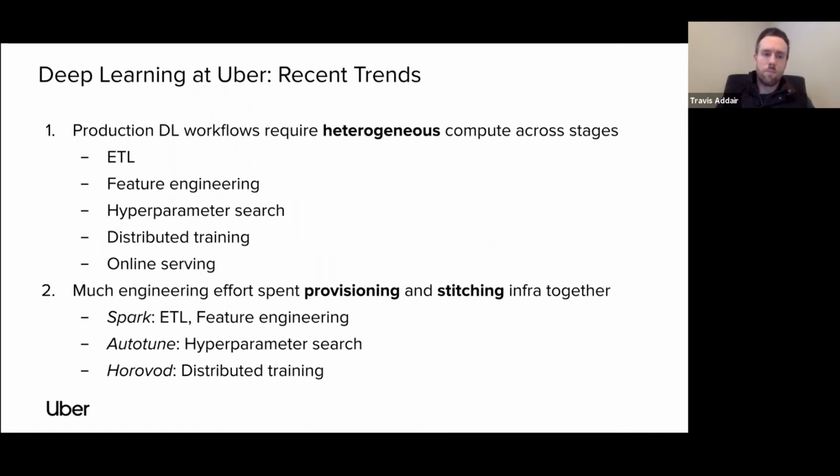So for example, we use Spark for doing the data loading and feature engineering. Then maybe we have an internal framework that we've talked about called AutoTune that does the hyperparameter search. And we use Horovod for distributed training, which has a separate infrastructure layer for provisioning the jobs and then connecting the Spark and the Horovod components together. And what you find is that this all becomes very complicated to maintain.